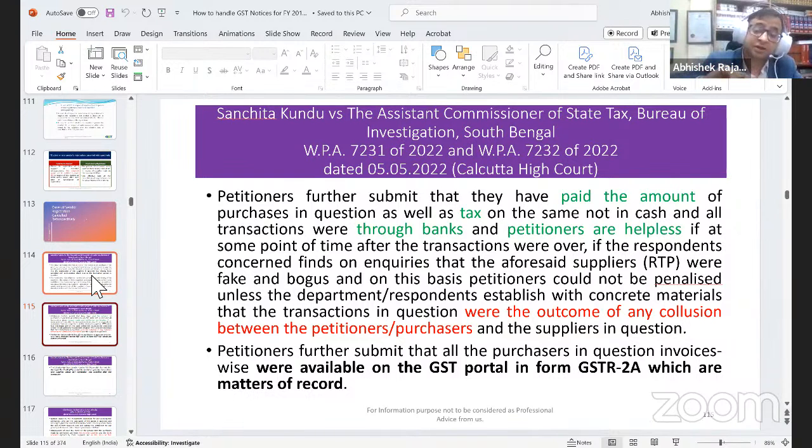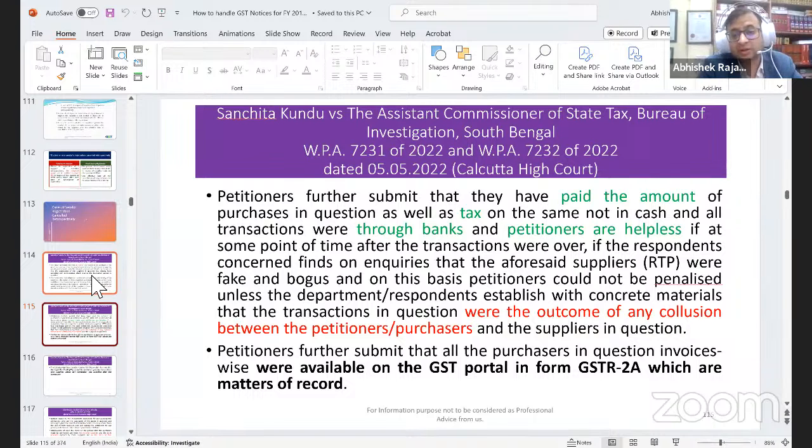See, the facts are the same, but how you frame the argument matters. She said that, okay, their registration has been cancelled retrospectively, but where is my mistake? Because when I made a purchase, their registration was active and I had downloaded their registration certificate from the departmental website. I had made payment through banking channel. They had filed their returns. That is why this was visible in GSTR 2A. And once it was visible in GSTR 2A, I don't have any presumption that their registration would be cancelled later on.